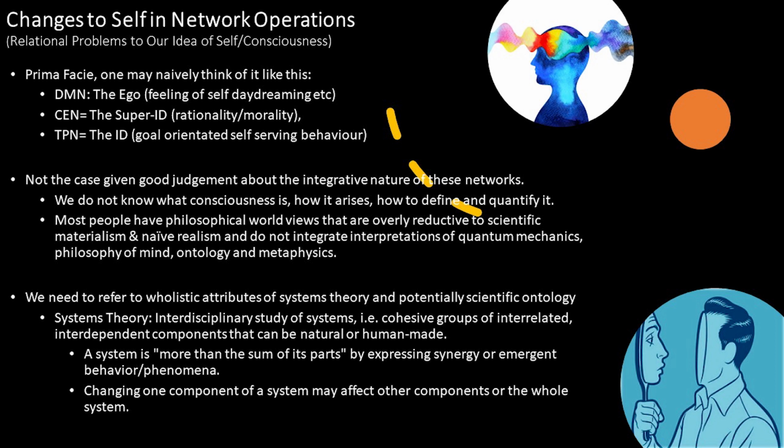Systems theory is the interdisciplinary study of systems, i.e. cohesive groups of interrelated, interdependent components that can be natural or human-made. So a system is more than the sum of its parts by expressing synergy or emergent behavior and phenomena. Changing one component of a system may affect other components or the whole system itself.